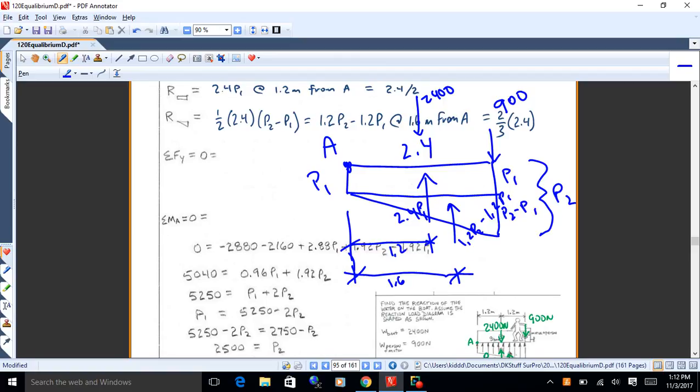So then we just write up our equilibrium equations. Sum of Fy is 0 and sum of Ma is 0. And there's a good bit of algebraic manipulation on this, but other than that, that's really about all we're doing. Okay. So the difference on this is that the unknown is the distributed load. That's the difference on this one.